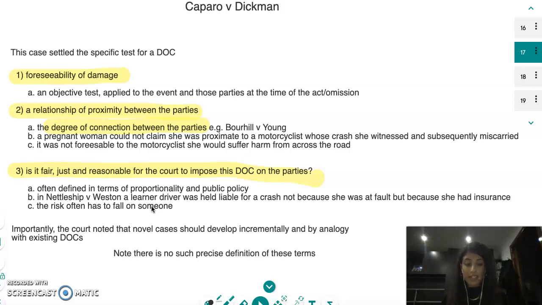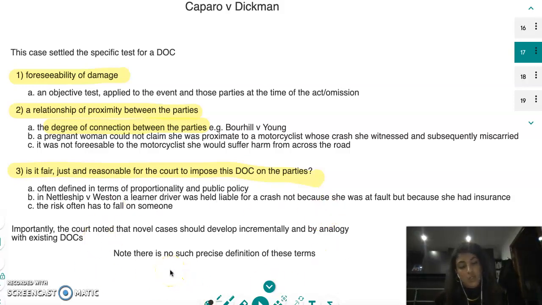For example, in Nettleship and Weston, a learner driver, whilst not at fault for the crash in the sense of fault because they were learning to drive, had a duty of care placed on them because of the circumstance they were in. Learner drivers have insurance, so the costs fall on them, even though you can't really say a learner driver is at fault for crashing. The risk has to fall on someone, and it's about balancing out proportionality, seeing what's fair. And so the courts will make this assessment to establish whether a duty of care can be met. If you can answer all of these, you can establish whether there is a duty of care as a consequence.